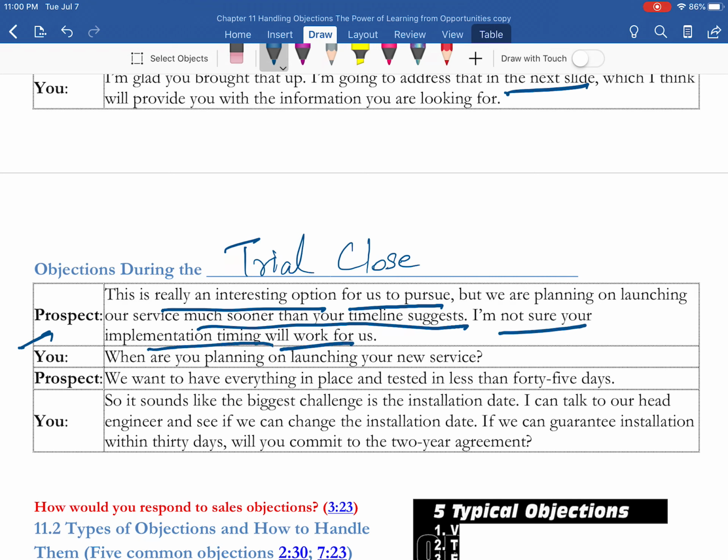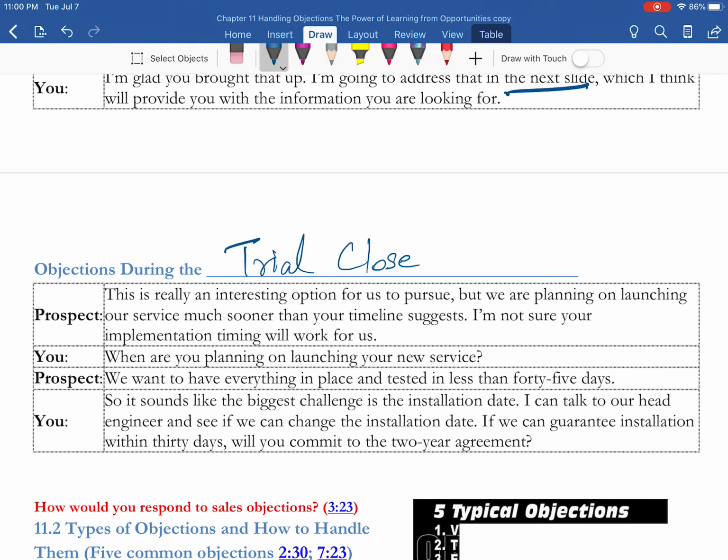So it seems like their concern is not about buying the product or paying for it. They're all okay with that. Just the timelines don't coincide. Now, how are you going to answer that? Let us see what this salesperson does. When are you planning on launching your new service? So you are asking a direct question. Hey, when are you thinking about it? Then they say, we want to have everything in place and tested in less than 45 days. So only 1.5 months. And what are you going to respond as a salesperson?